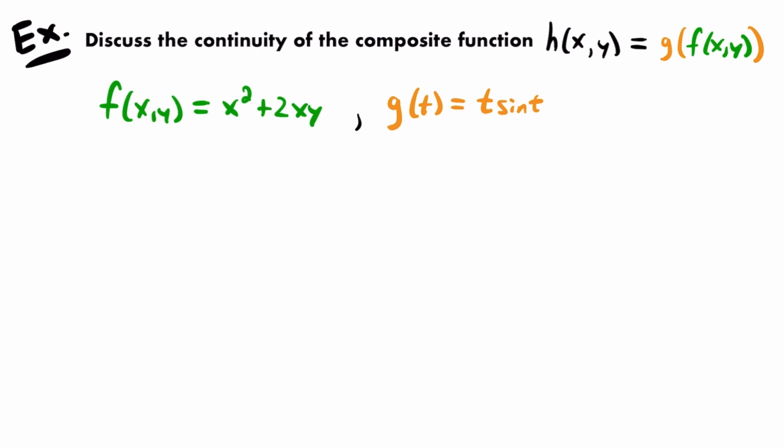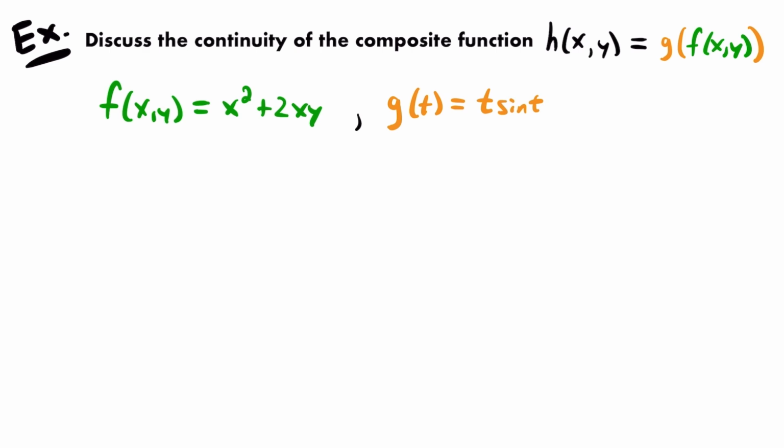Starting with this example, we want to discuss the continuity of the composite function h of xy, which is equal to g of f of xy, where f of xy is a multivariable function, f of xy is equal to x squared plus 2xy, and g is a single variable function, g of t. G of t is equal to t times sine t. All right, so to determine the continuity of this composite function, we have a couple options here.